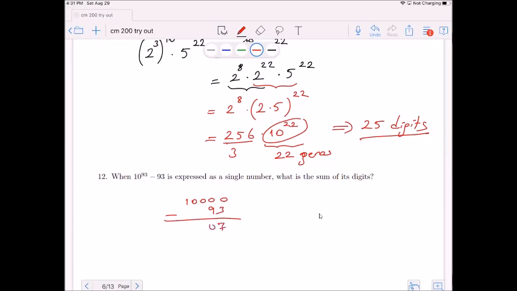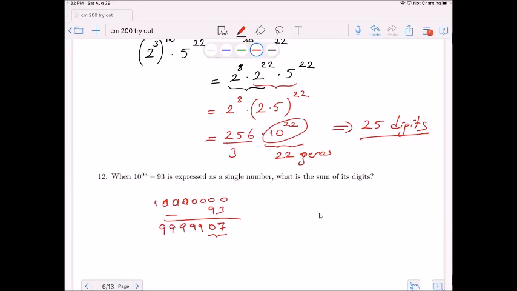7, and this is 0, right? And this is going to be 9, 9. 9907. Did I subtract correctly? Okay, so do you see that? The last two digits are just 07. And the others, how many zeros did you add here? They will all be 9.